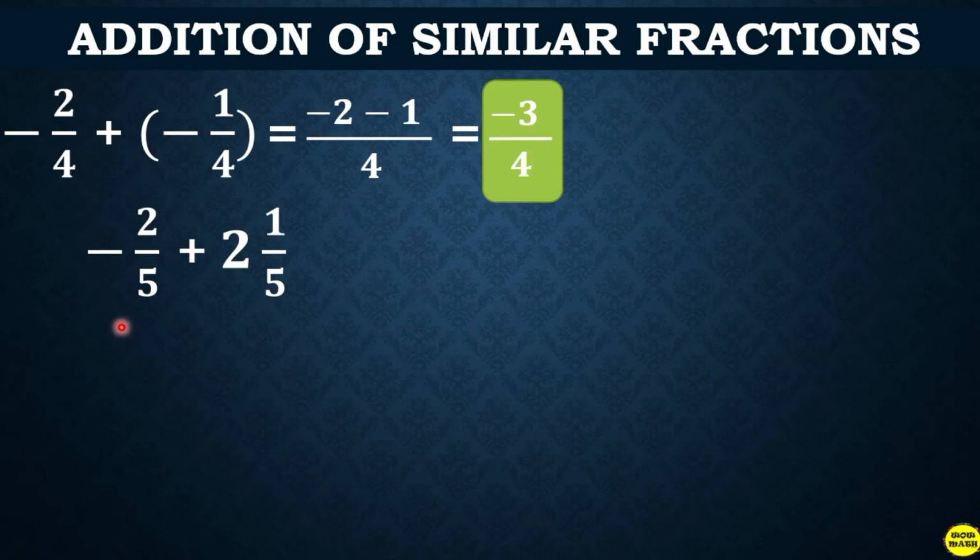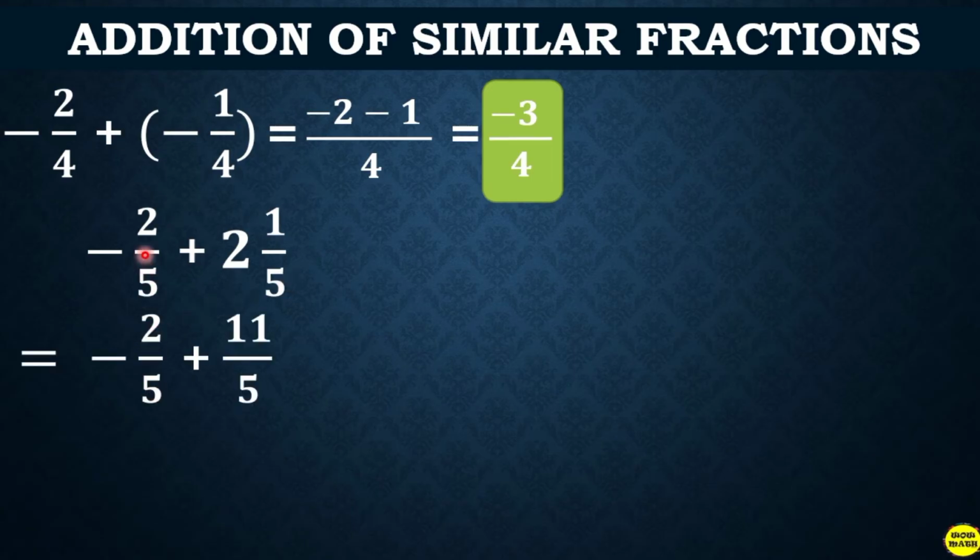Let's have another. So, I have here negative 2/5 plus 2 and 1/5. Paano kapag may kasama na siyang whole number? So, anong gagawin natin? Express muna natin ito as improper. So, di ba kanina yung previous slide natin? Nung nag-simplify tayo ng improper, naging mix. So, ito naman, kapag magsasolve tayo yung mix, gawin nating improper. Okay? So, we will have negative 2/5.